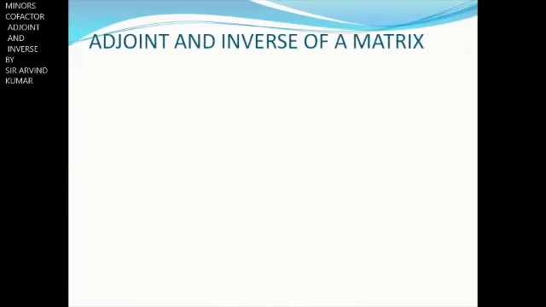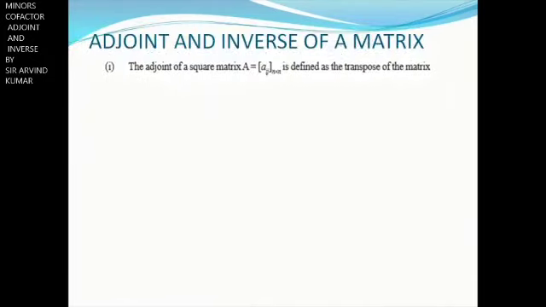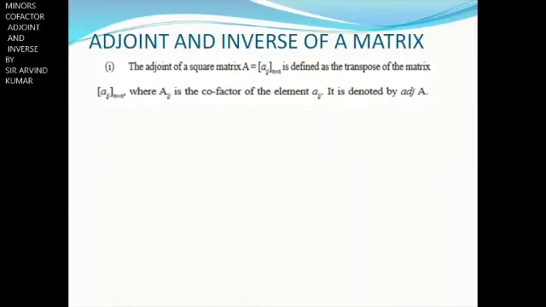Now, adjoint and inverse of a matrix. A very important part of determinants. The adjoint of a square matrix A equal to [aij] n cross n is defined as the transpose of the matrix which we obtain from the cofactors of A, which is [Aij] n cross n, where capital Aij is the cofactor of the element aij, and it is denoted by adj A.